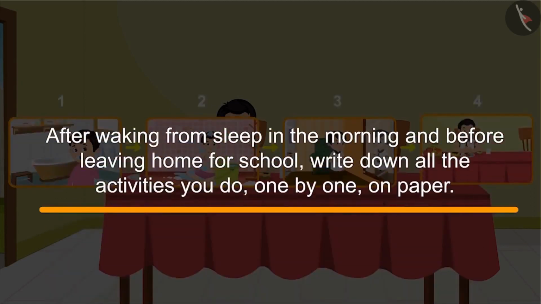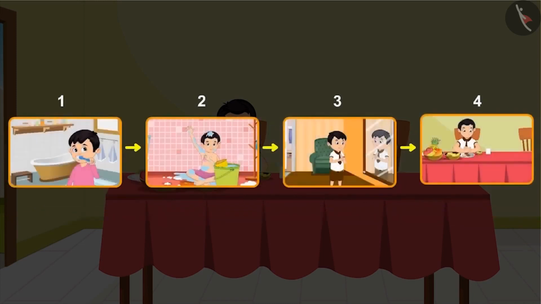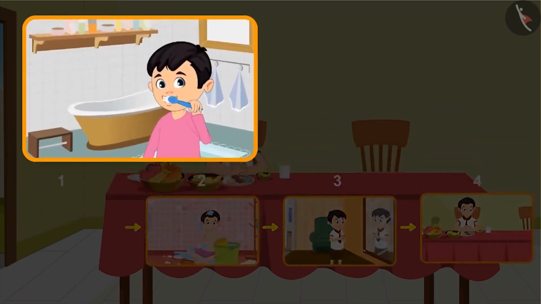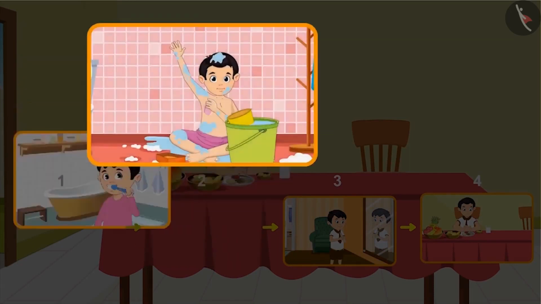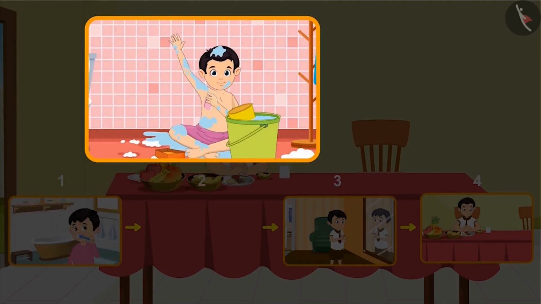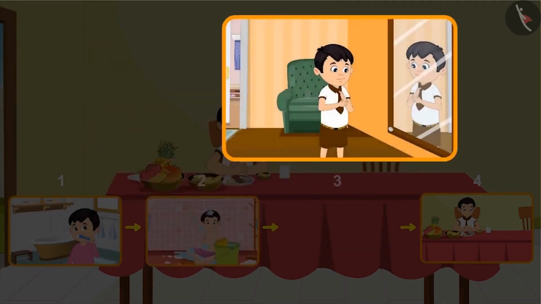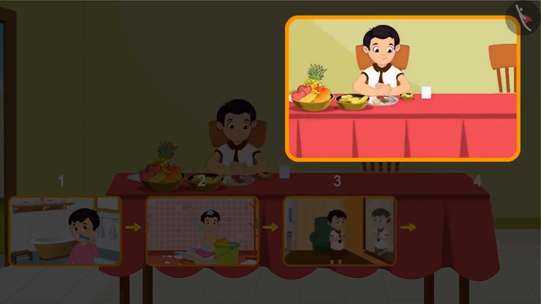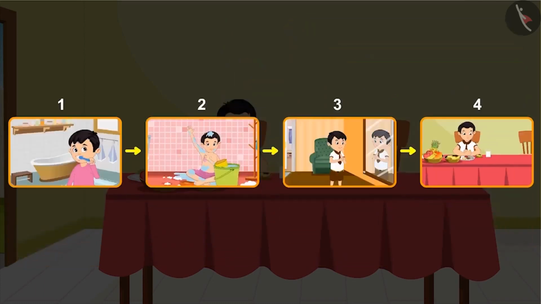So come on children, now take a paper and one by one write down all the activities you do after waking up in the morning and before leaving home for school. First, write the first activity you do after waking up in the morning. Then write down the next activity you do and so on. And write all the activities you do at home before leaving for your school. This is the order of your activities.